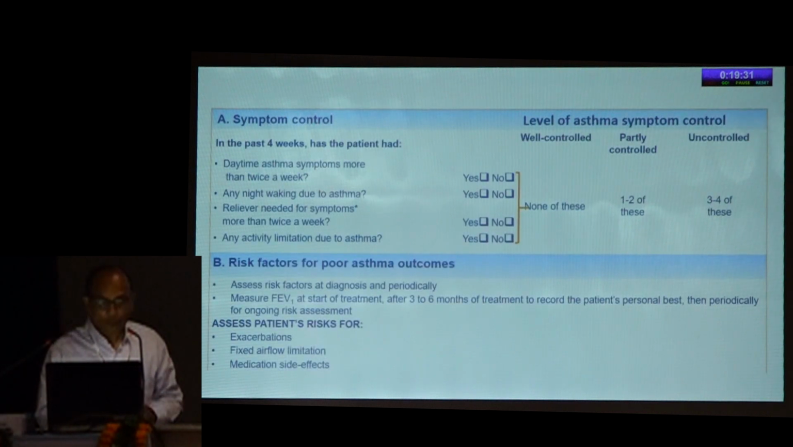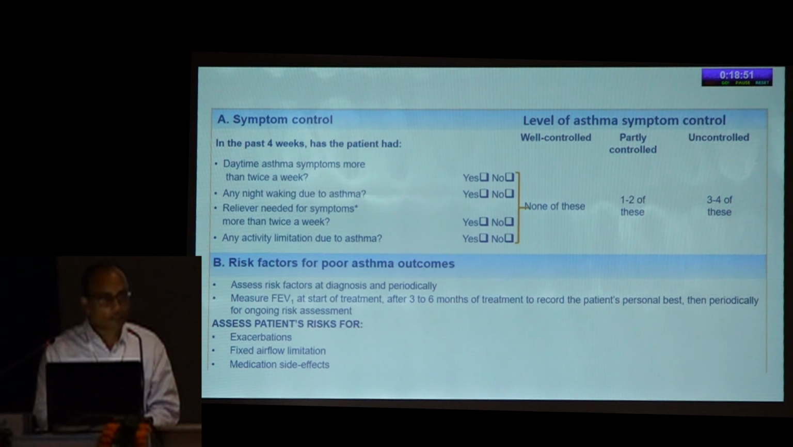So this is a GINA table which we all are familiar with. First part is about symptom control. So it's about daytime symptoms, nighttime symptoms, and how severely the activities of daily living are affected. These are the main factors: daytime symptoms more than twice per week, need of relievers more than twice per week, any night awakening in the past 4 weeks, or any activity limitation. So these are the factors which help you assess symptom control. If all of these are controlled, it is called well-controlled asthma. If it is one or two of these, it's partly controlled. Otherwise, if 3 or 4 factors are there, it is uncontrolled.